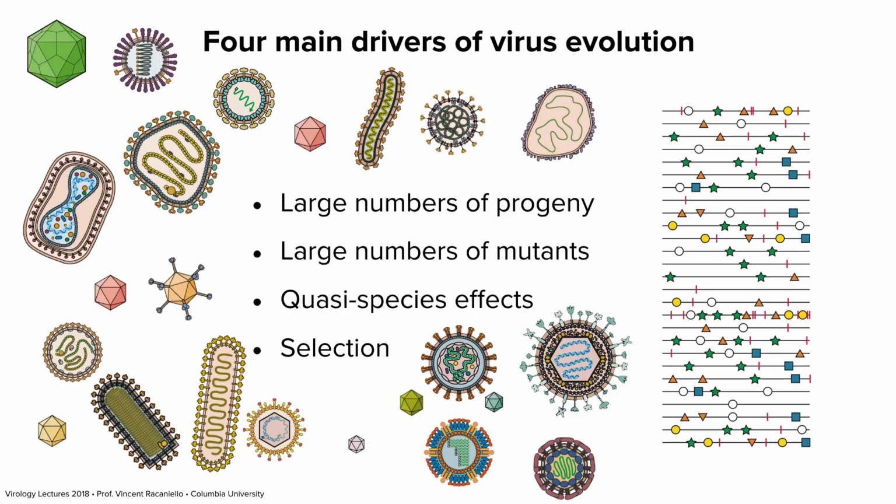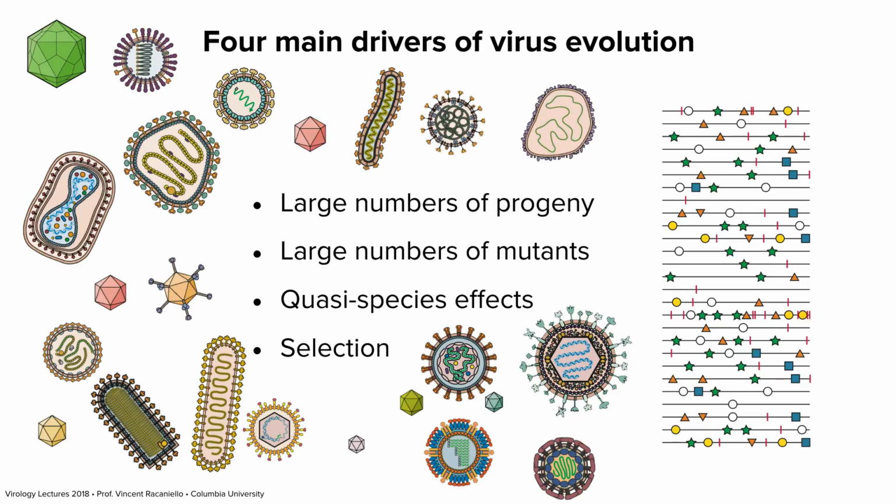Today we're going to talk about 4 main drivers of evolution of viruses, and they're shown here. First, making a large number of progeny. You know, we make at best 1 offspring a year, and so we evolve incredibly slowly, but viruses can have short generation times. For bacteria, it can be less than an hour. They can make huge numbers of offspring. So large numbers of progeny, large numbers of mutants accompany that. We'll talk about the mechanisms of that today.